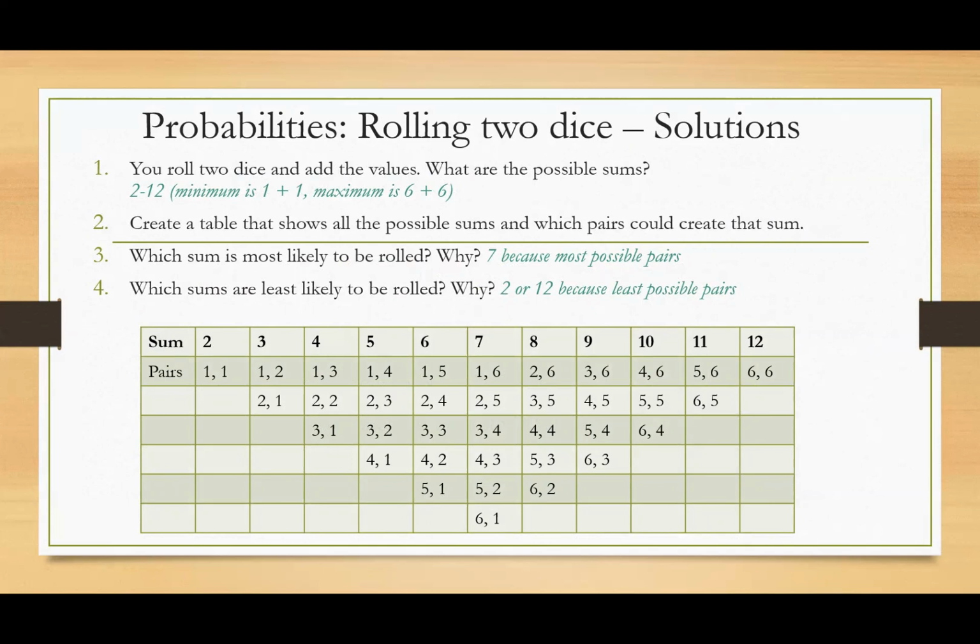So that means the probability of rolling a 5 is the same as the probability of rolling a 9, because the number of possible situations where you get that sum is the same. So to sum that up, if you're rolling 2 dice, the sum that you're most likely to roll is 7, and the sums that you're least likely to roll would be 2 and 12, because there's the least possible pairs that could get you to that number.